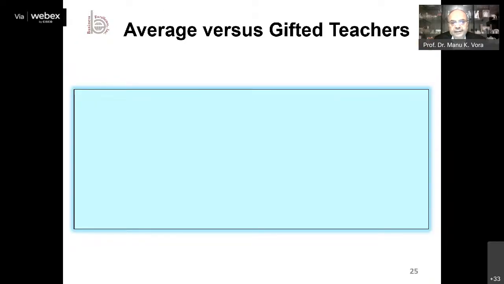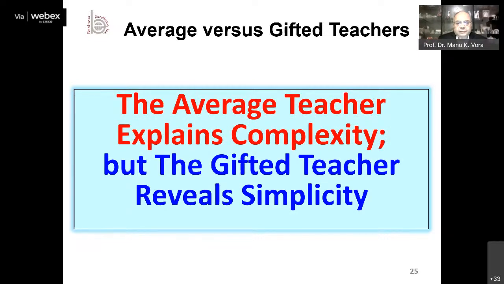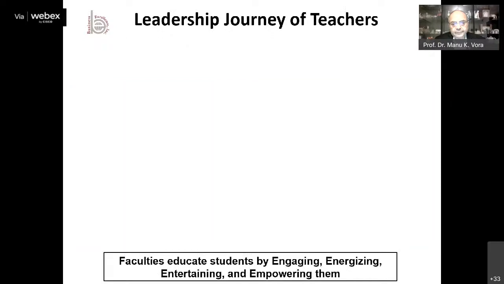Now, here is a difference between average versus gifted teachers. The average teacher will explain the complexity, but the gifted teacher will reveal the simplicity. So our goal as teachers and faculty should be to take the most complex subject and make it so simple that the students and learners can grasp it, understand it, and use it. And that is the role we all need to think about if we want to become gifted teachers. And it's a journey for the rest of your life.